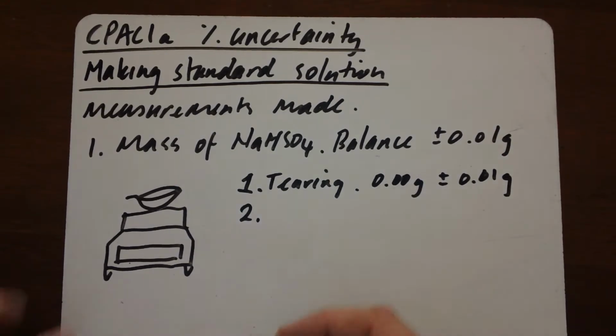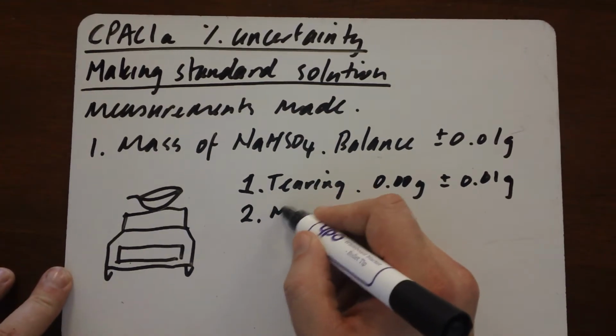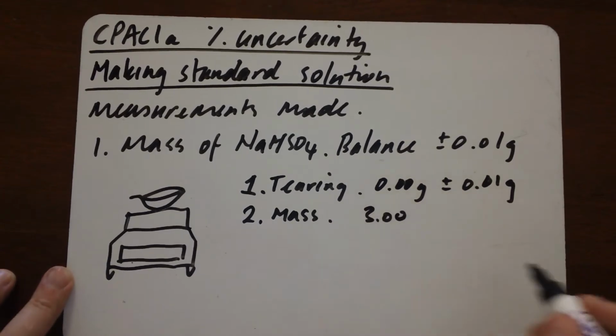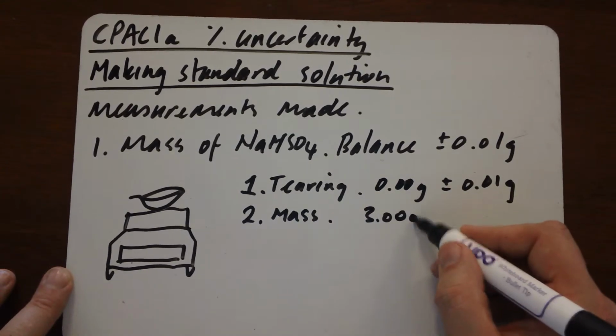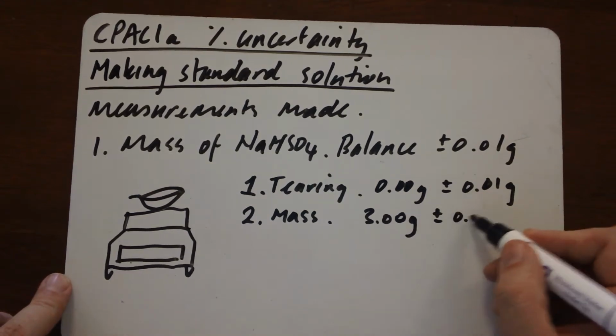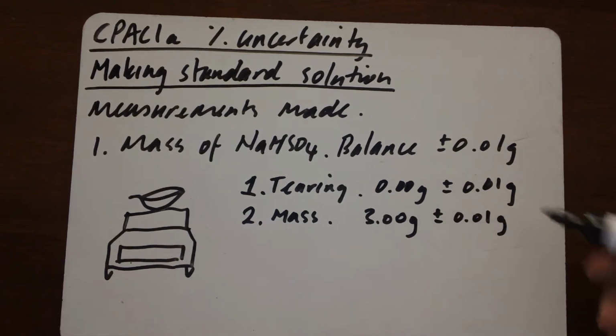The second thing you do is to weigh out accurately the amount of sodium hydrogen sulfate that you want. So this is the actual mass of substance used. Now this, for me, and you'll have a different value to this, I measured out to be exactly 3 grams, and again plus or minus 0.01 of a gram. So we've got two values here that can give uncertainty.